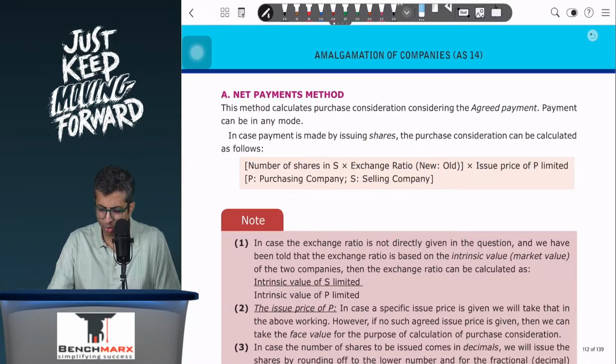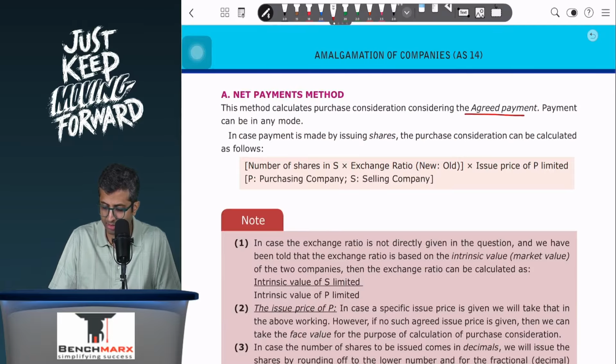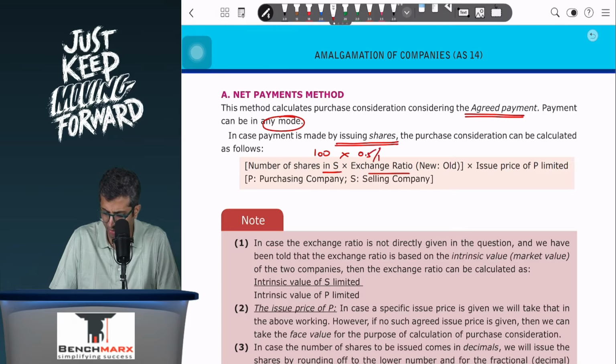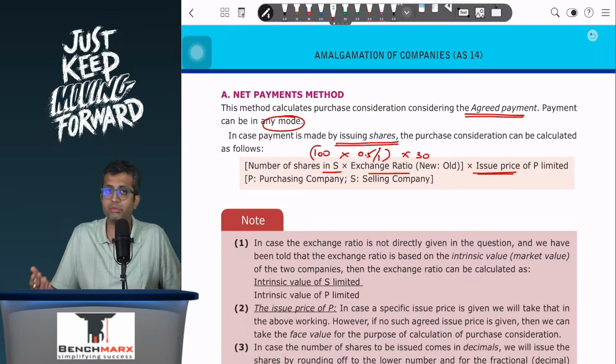Now the net payments method means the purchase consideration is based on the agreed payments. Payment can be in any mode. In case payment is made by issuing shares, remember, we will take the number of shares issued, that is what you are paying, into the fair value of those shares. It can be calculated as the number of shares in the selling company into the exchange ratio. Maybe the selling company has 100 shares into 0.5/1 or 1/2, that is equal to 50 shares of the acquirer, and into the issue price of P. The issue price over here will be the market price, if that is available, we'll take that. If that is not available, we will take the face value.